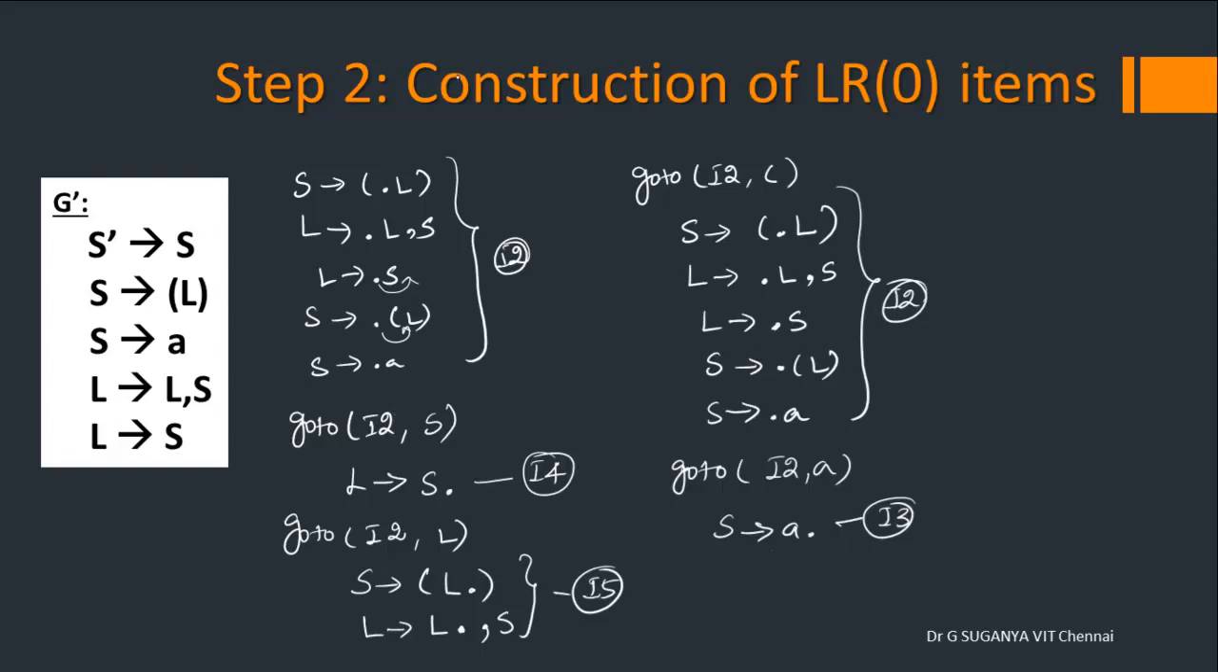Now what is left out? We completed L. Here also L is there, here S is there, here left bracket is there, here A is there. All the things we have completed, and we will move on for applying go to from the next thing. So I3, I2 we have completed. I3 is having only one item and it will be hyphen. Then go to of I4, comma, X. Any symbol if you apply, again it will also be hyphen. So we have to move on to I5.